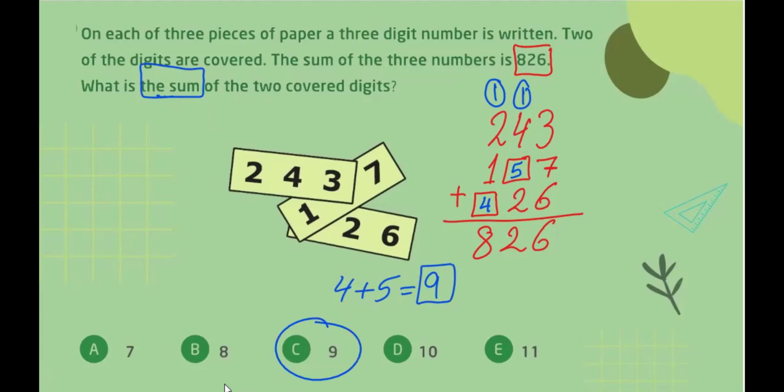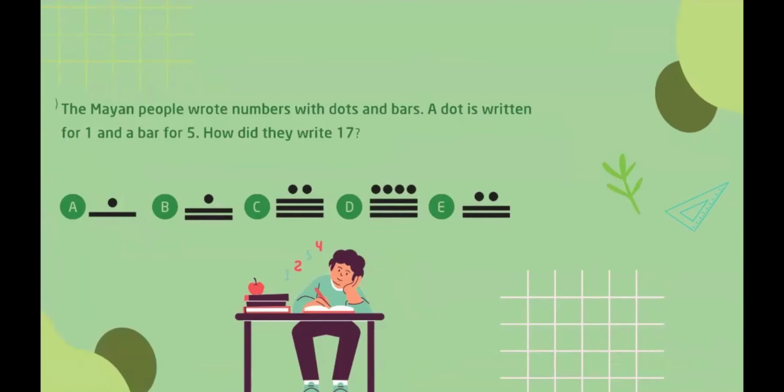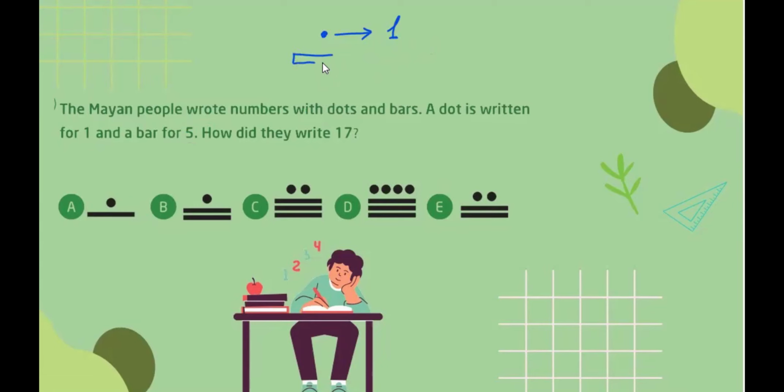Okay, let's go to the second problem with us today. The Mayan people wrote numbers with dots and bars. A dot is written for 1 and a bar is for 5. So how did they write 17? So as the question said here, 1 dot equals 1 and 1 bar equals 5. So how can we write 17?